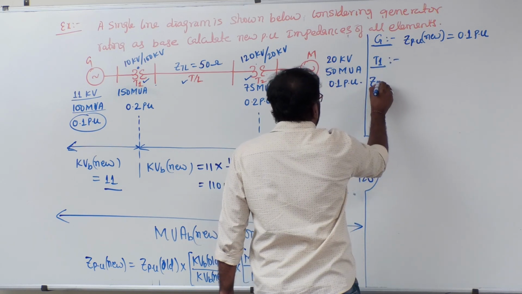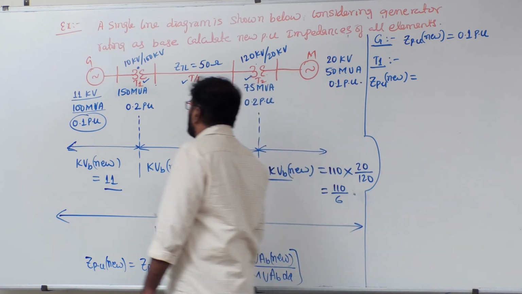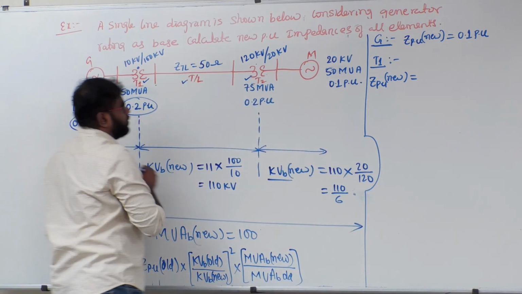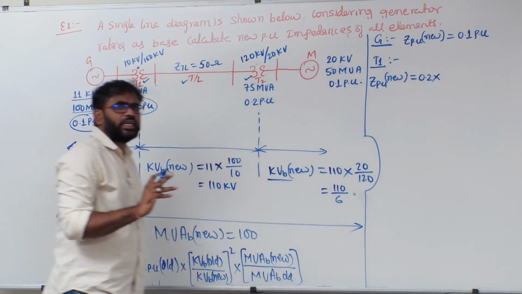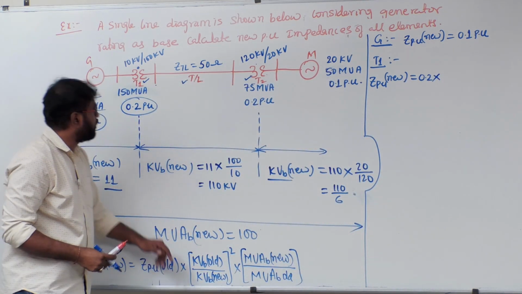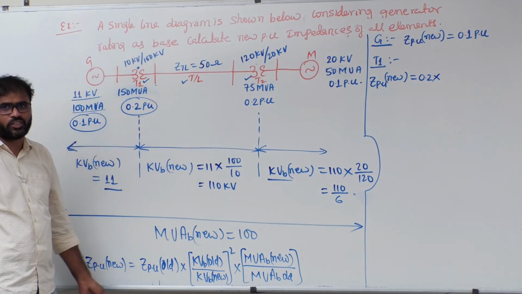For transformer 1, what is the Z per unit new? Z per unit new of a transformer equals Z per unit old, which is 0.2, multiplied with, very simply, KVB old by KVB new whole square. You can calculate either from the primary side or the secondary side, you will get the same answer.